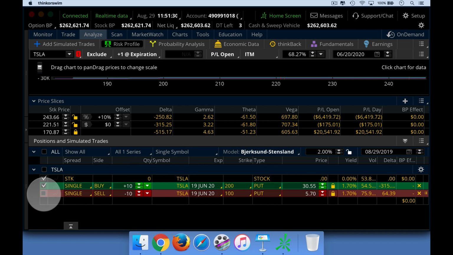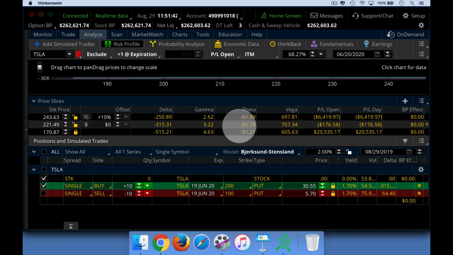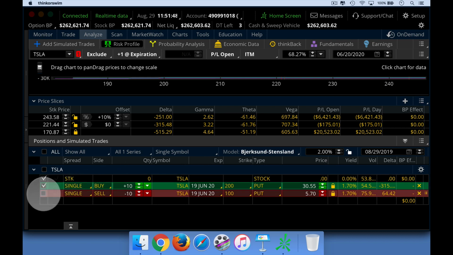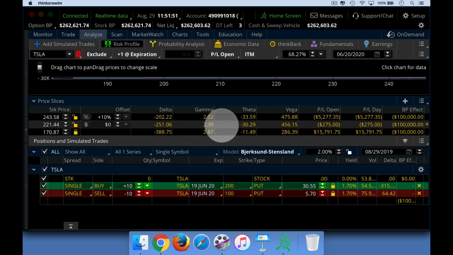Now let's add in that short put. The nice thing about adding a short put is the short put is going to have time decay as well, and that time decay is going to work in our favor because we are short the put. So we can see right now with the naked long 200 put, our theta is about $62 a day. Now let's see what happens when we add that 100 put. Our theta is approximately halved, down to just $30 a day. So you can see the nice thing about this is that you are still subject to time decay as you would be with a long put, but it's not quite as bad.